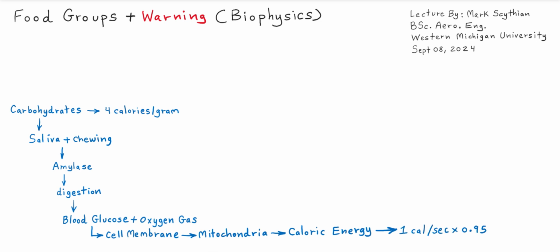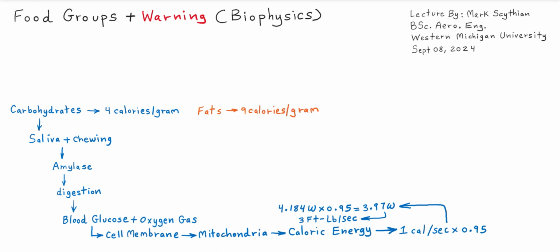So if we are discharging or releasing 1 calorie per second, which is a little high, but we'll use a metric of 1 calorie per second times a cellular conversion efficiency of 95%, we then release 3.97 watts of power, or approximately 3 foot-pounds per second. So that is a little high. Sedentary metabolism is about 0.07 calories per second.